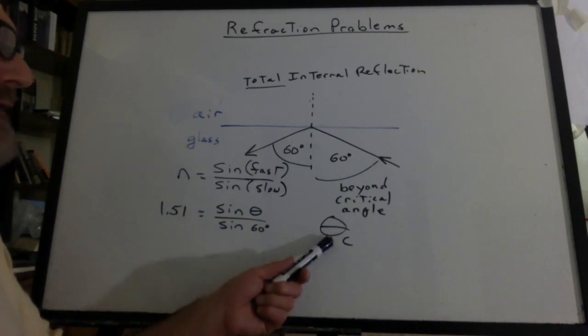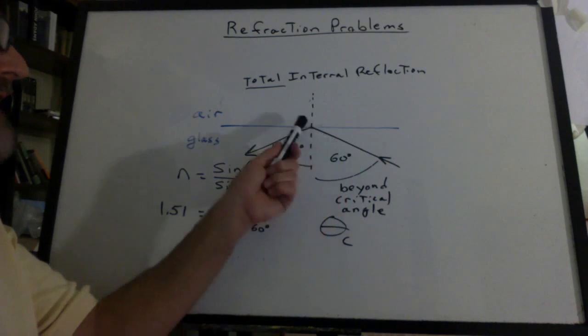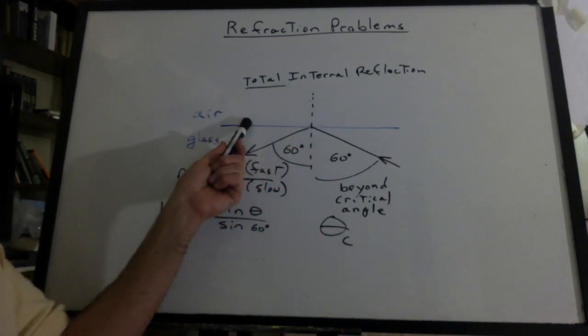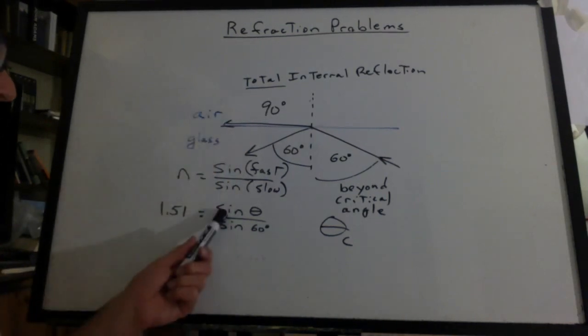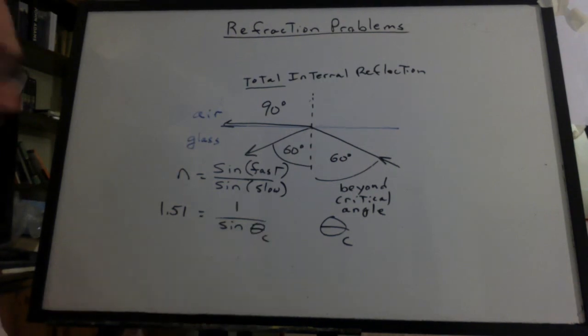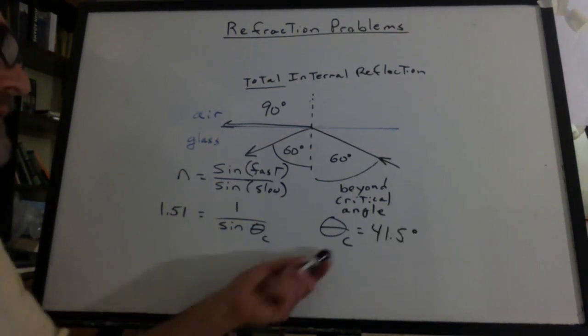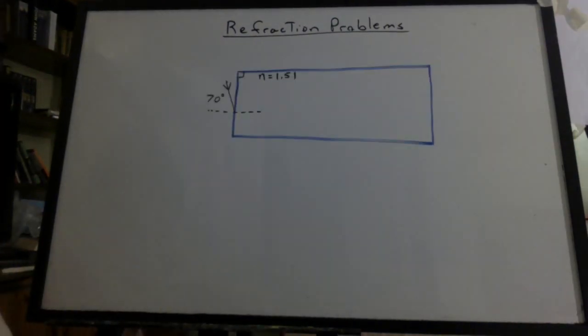So how do we find the critical angle? That's the biggest angle we can have in the glass and still allow the light to come out. Well, what's the biggest angle you could have up here? 90 degrees. Well, that's on the fast side. So what's the sine of 90? It's 1, and that makes this the critical angle. We get 41.5 degrees. Let's see how that works when we trace this ray.